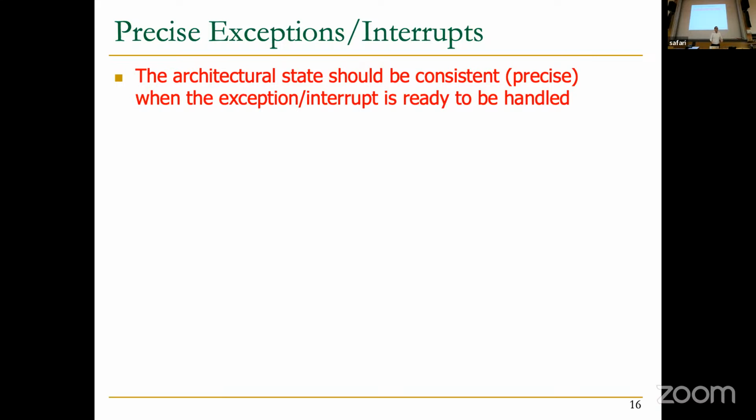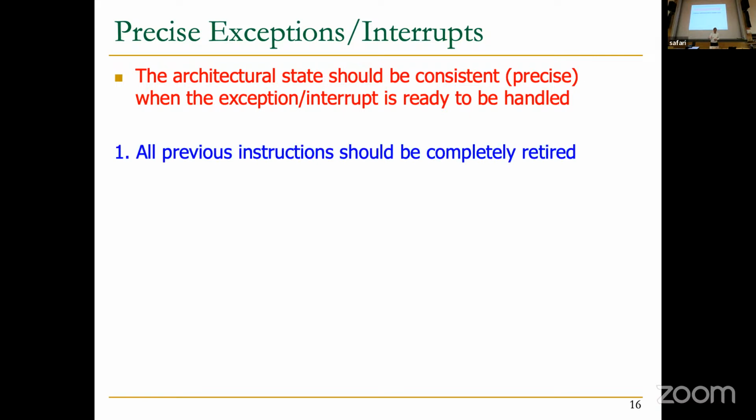Essentially, the architectural state, which consists of program counter, memory, and registers, should be consistent or precise when the exception or interrupt is ready to be handled. So what does that mean? Because of the sequential instruction semantics, you have an exception causing instruction. All previous instructions in the program order should be completely finished, retired. This is also called retired, meaning that they should have updated the architectural state completely. And no later instruction should be retired, meaning should have updated the architectural state. So you should really have a clean slate between the exception causing instruction and later instructions, if you will.